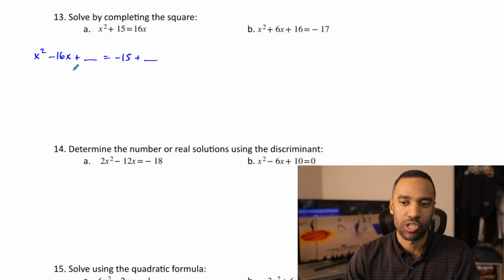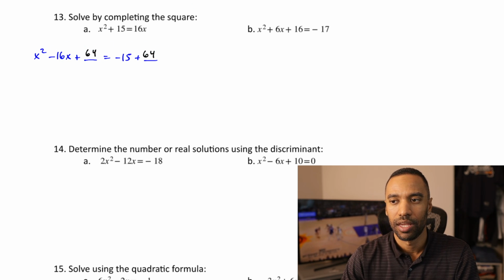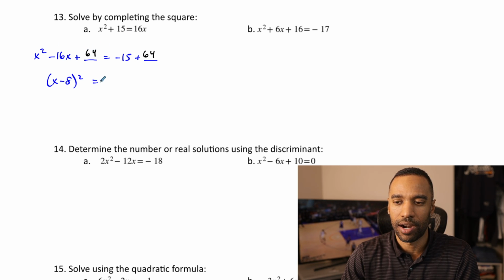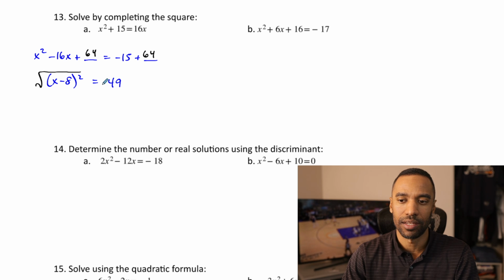Negative 16 divided by 2 is negative 8, and negative 8 squared is 64. That's the value that makes a perfect square trinomial here in completing that square. This factors to x minus 8 quantity squared, and this here is 49, a perfect square. So now I solve using square roots the rest of the way, taking square roots here.